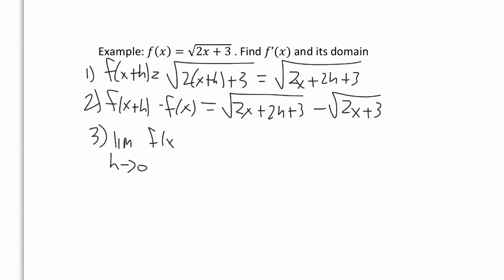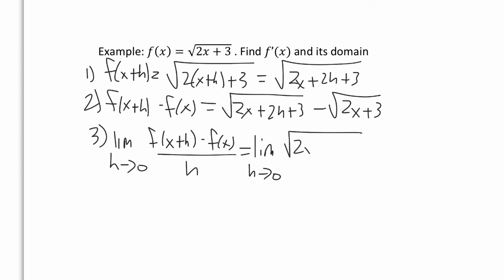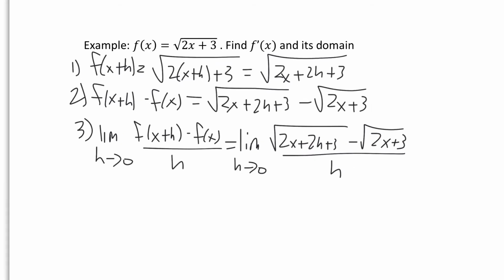The limit as h approaches 0 of (f of x plus h minus f of x) over h is equal to the limit as h approaches 0 of (root of 2x plus 2h plus 3 minus root of 2x plus 3) all over h. Now again, if you were to plug in h equals 0, you would get 2x plus 3 under the root and 2x plus 3, which cancels out to 0. 0 over 0, we need to do more work. And I think it's pretty obvious because we have a root and another root. When you have two roots, you use your technique of rationalization. So we're going to rationalize here.